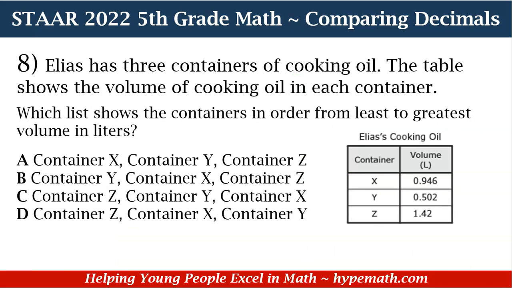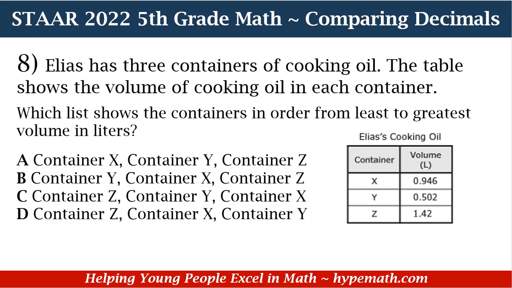Elias has 3 containers of cooking oil. The table shows the volume of cooking oil in each container. Which list shows the containers in order from least to greatest volume in liters? Okay. Is it A, container X, container Y, container Z? B, container Y, container X, container Z? C, container Z, container Y, container X? Or D, container Z, container X, container Y?